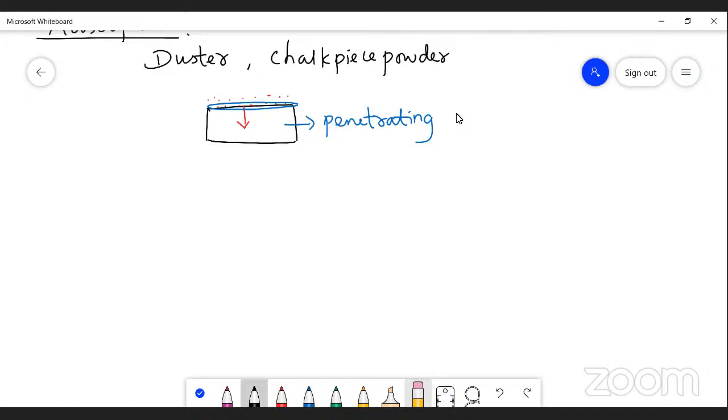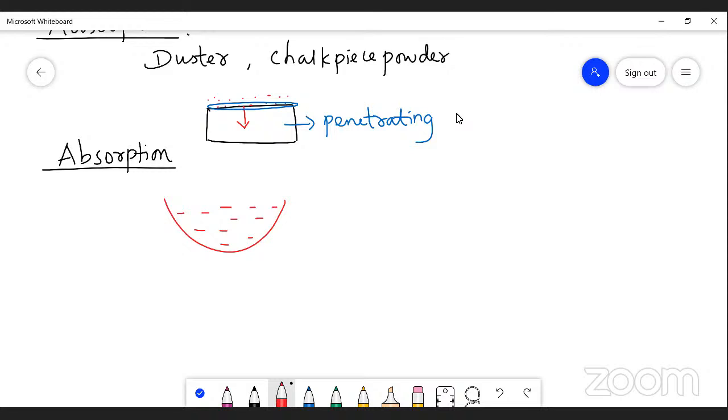Okay, let's take absorption, because clearly we should first understand what absorption is. To explain absorption, you take one sponge. Let me have water in a bowl. So you take a bowl, and into that bowl we are keeping water.